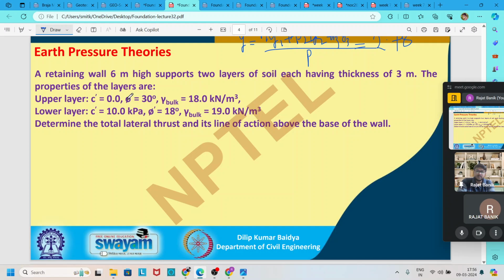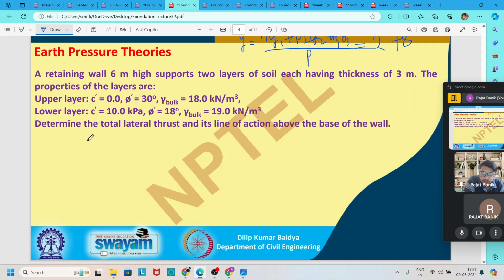A retaining wall is given, 6 meter height, with two layers in thickness, each layer is 3 meter. The upper layer phi is 30 degree, and the lower layer phi is 18 degree. Gamma bulk is given 18 kilonewton per meter cube, and gamma saturated is given 19 kilonewton per meter cube.